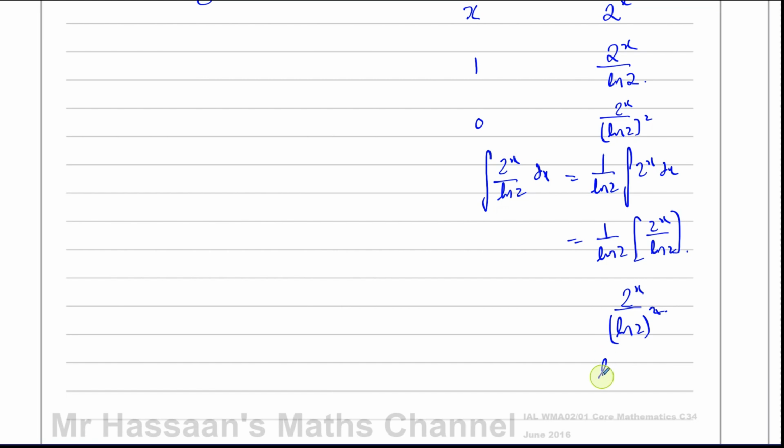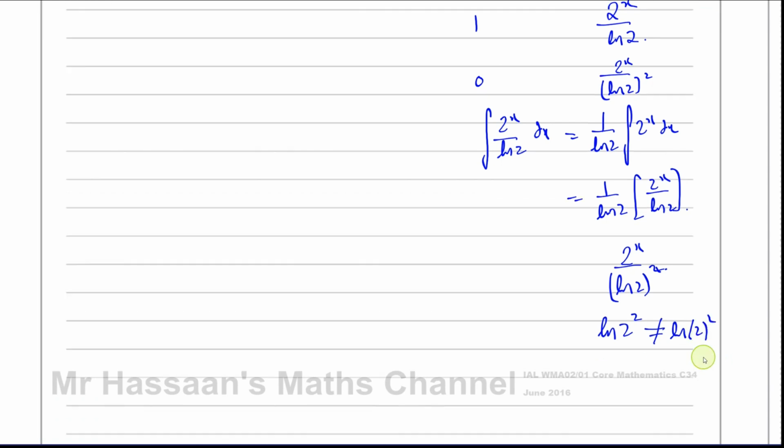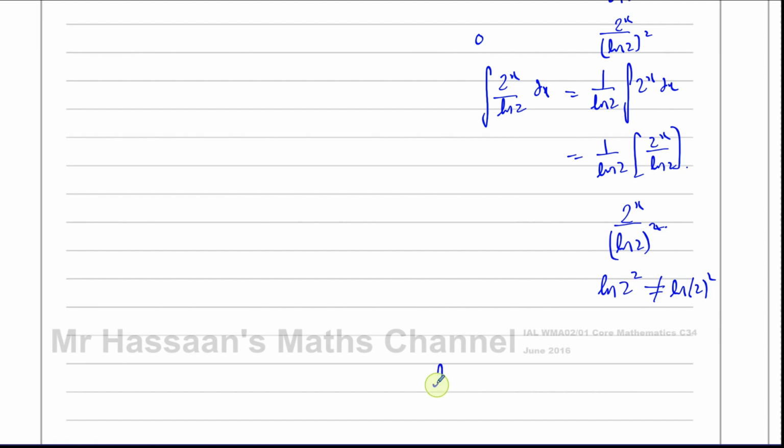Now be very careful. ln of 2 squared is not (ln 2) all squared. They're not the same thing. Very, very important. Okay, so ln of 2 squared is ln of 2 times 2, which is the same as ln 2 plus ln 2, which is the same as 2 ln 2, and that's where the power law comes from. If it was ln of 2 to the power of 3, you'd have ln of 2 times 2 times 2, which would be ln 2 plus ln 2 plus ln 2, which would be 3 ln 2. So the 3 would go down here. So that's where the power law comes from.